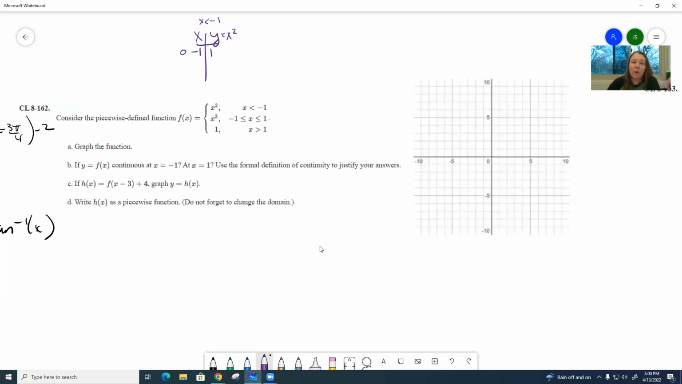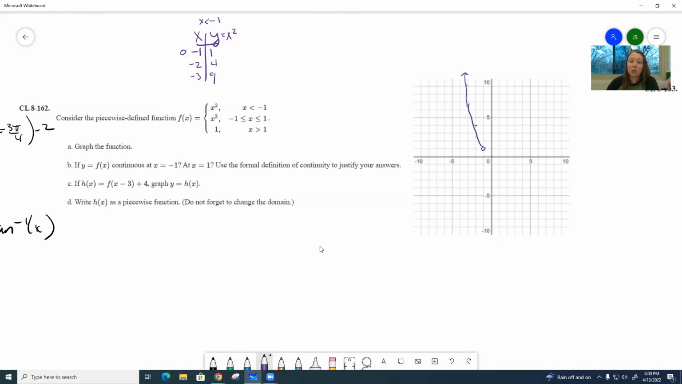So at -1, it's 1, and I want values less. So at -2, it would be 4, at -3, it would be 9. So at -1, I'd have an open circle here. At -2, it's 4. At -3, it's up here, it's 9. So back here, it's like a little piece of a parabola.